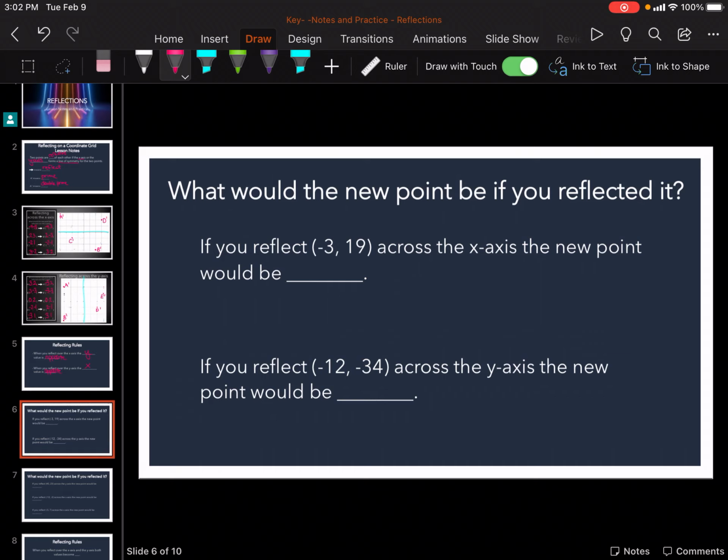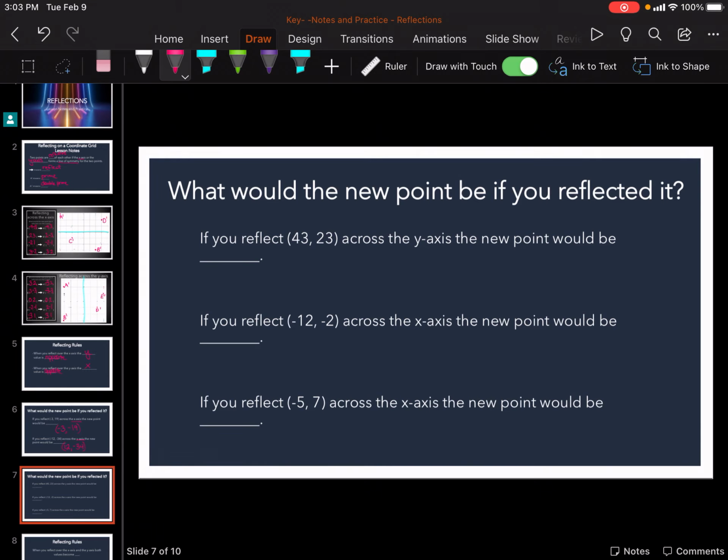So here we go. So we have (-3, 19) across the x. So the x value stays the same and the y value becomes opposite. Make sure you have your parentheses around those ordered pairs. (-12, -34) across the y. So my x value is going to become opposite of 12. And then -34 stays the same. Go ahead and try these 3 and then come back and check them.